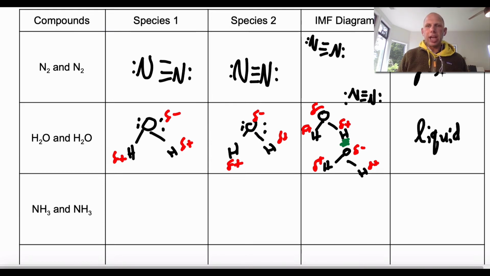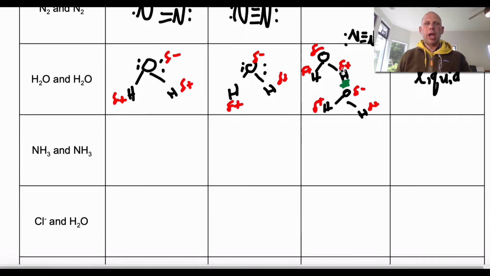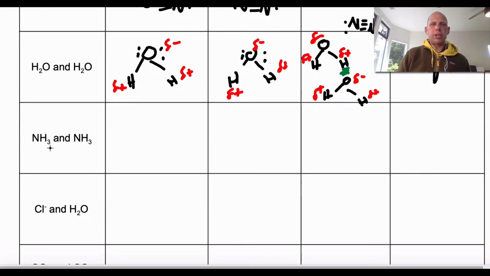That's our prediction. Remember, gas would be when there's weak IMFs because the particles want to spread apart, and liquid when there's strong IMFs. So why don't you go ahead and pause me and try this NH3 on your own. Okay, so let's see if you guys got it right. I'm going to draw this here.